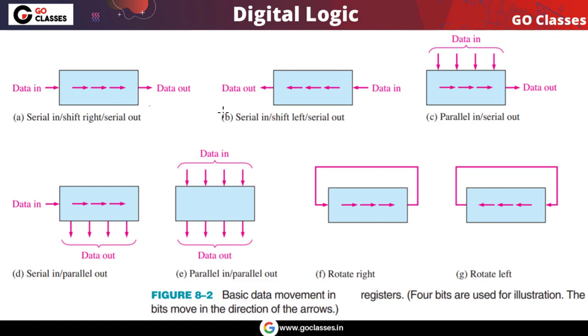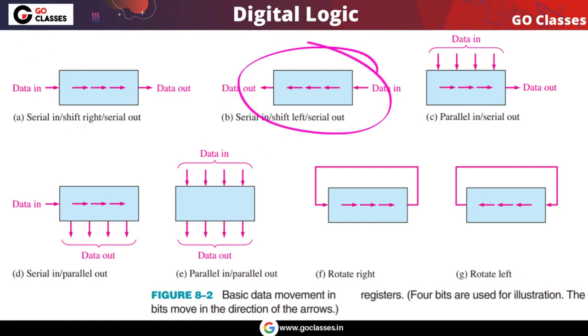All these registers we will study in detail, but just focus on this register. Here the data is going from left to right, in a serial manner, one bit after another. This type of register is called serial in serial out, and since the data goes from left to right, it is called a shift right register.